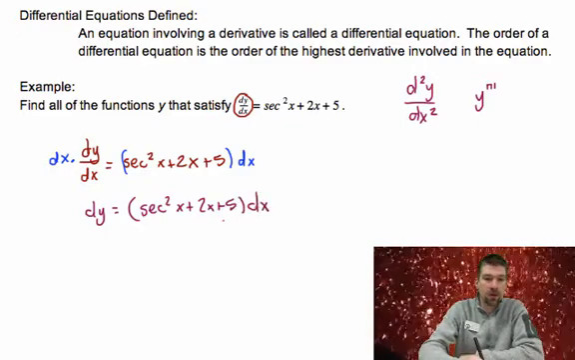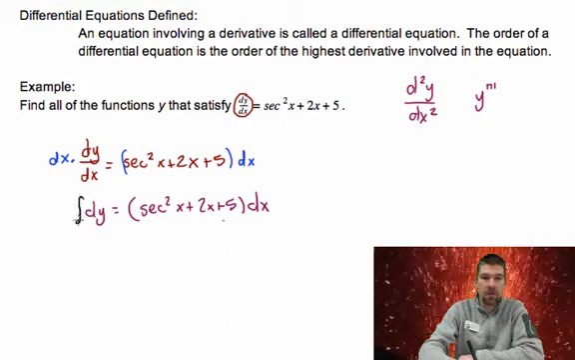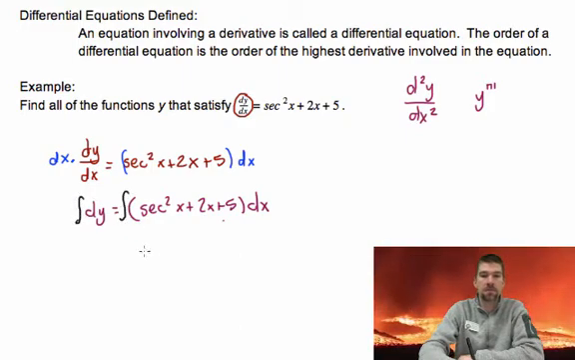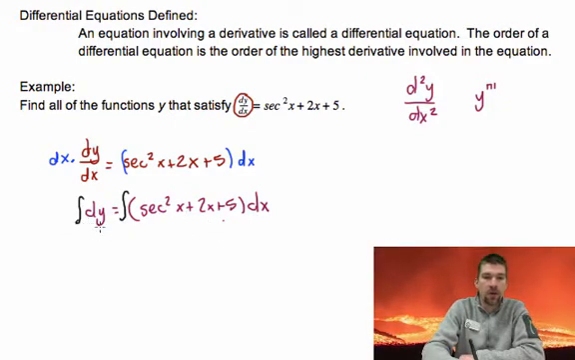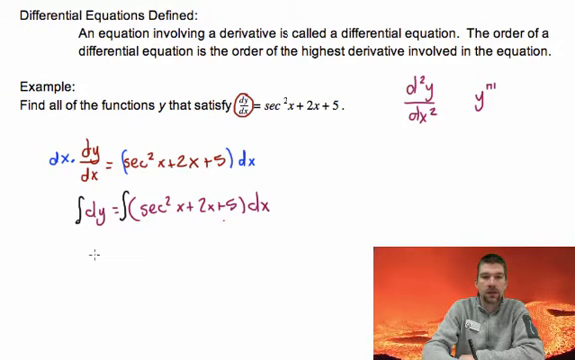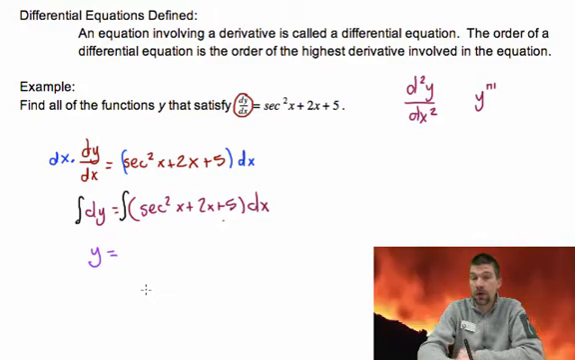And then if you go one further step and you integrate both sides, on the left side we're going to have some sort of y variable. On the right side we've got all x variables. Well, if you integrate dy, you're going to get y. So there you go. There's our equation.